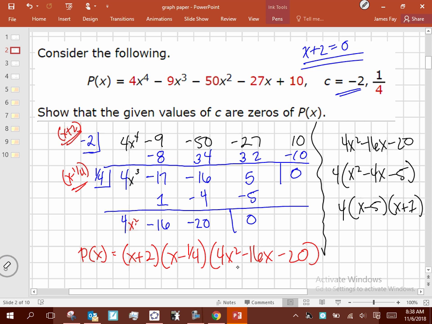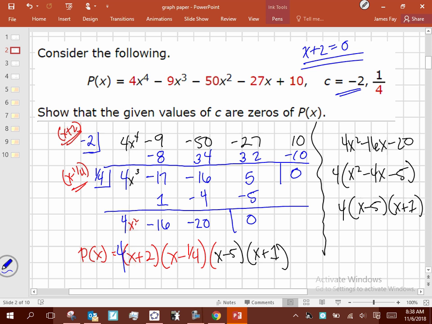Okay. So rewrite this thing as x minus 5, x plus 1, and then I like to put my 4 all the way out the front. Okay. And that then shows me that I had a 0 of negative 2, a 0 of 1/4, a 0 of 5, and a 0 of negative 1.